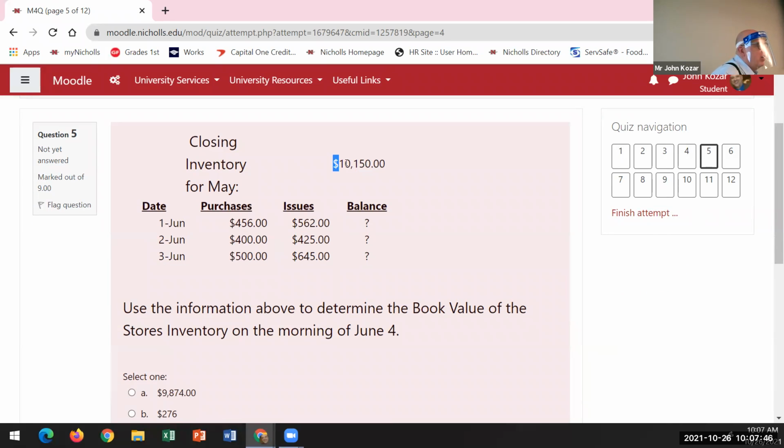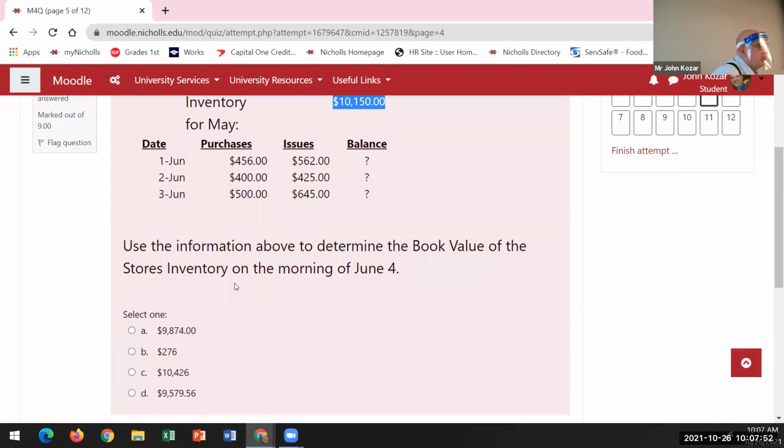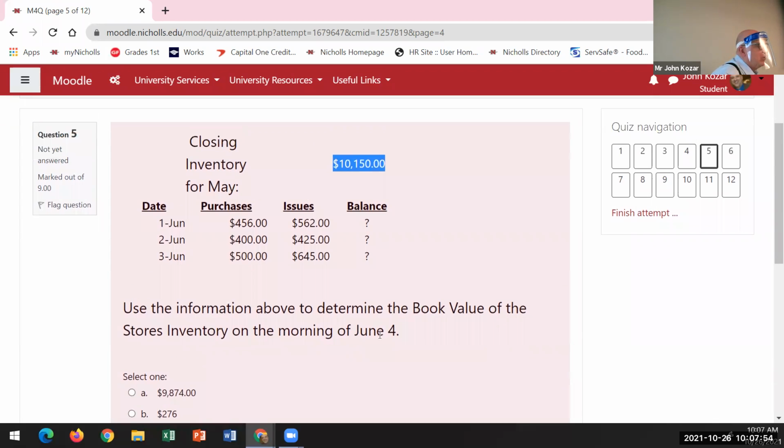Closing inventory for May is this. So we want to figure out what the book value of stores inventory is on the morning of June 1st. So we're going to add this, add the purchases, subtract off the issues, which is what goes to the kitchen, and then you'll get a balance for the morning of June 4th.